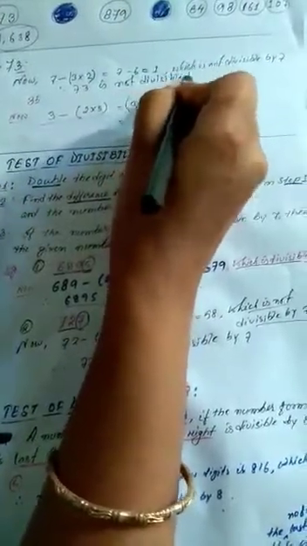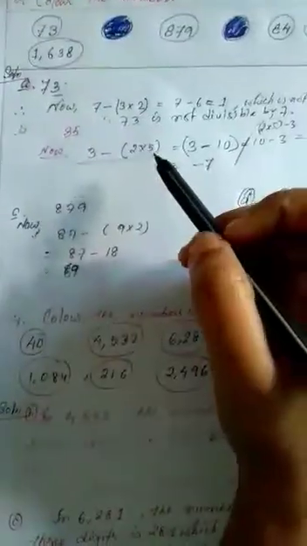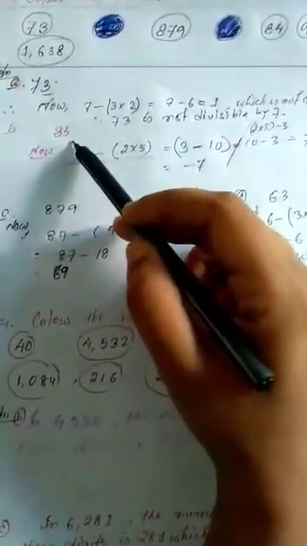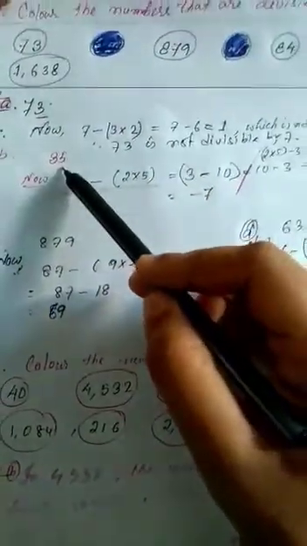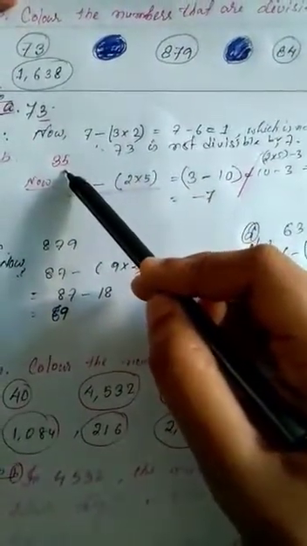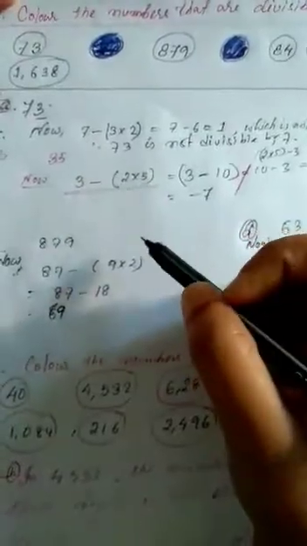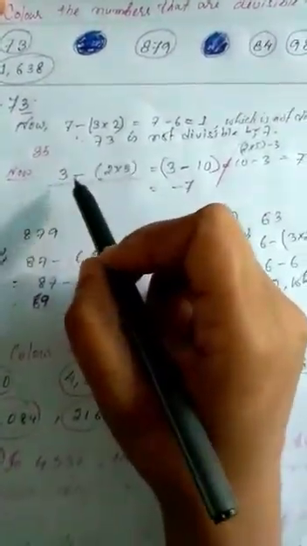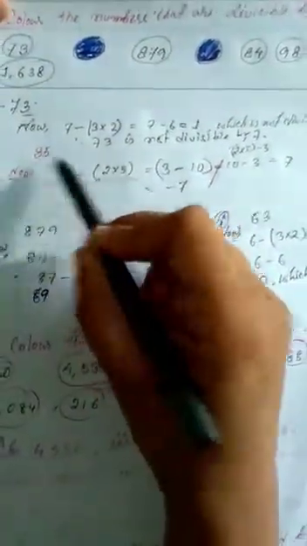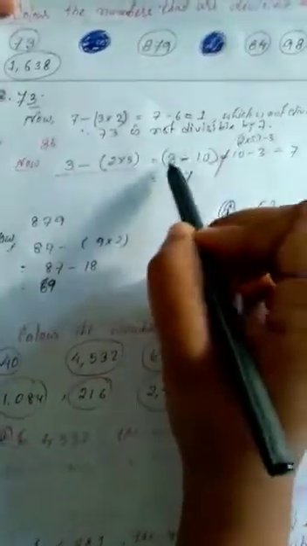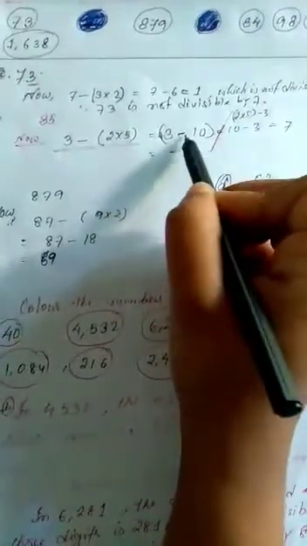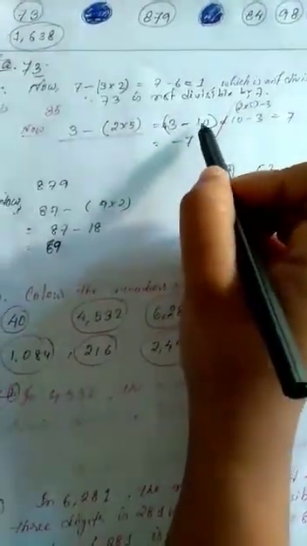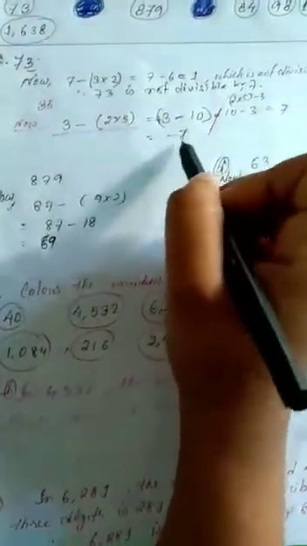Alright. In the same way, you can check 35 easily. 35 is already in the table of 7, as 7 fives are 35. But if you want to check it this way, you can do 3, then 2 into 5 is 10. Here it is a minus sign, so we have to subtract: 10 minus 3, you will get 7 only.